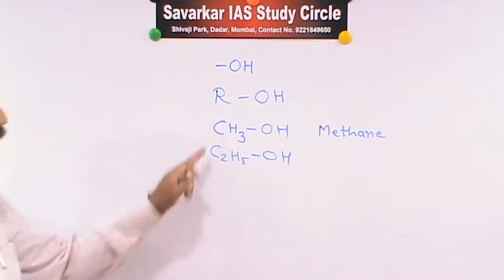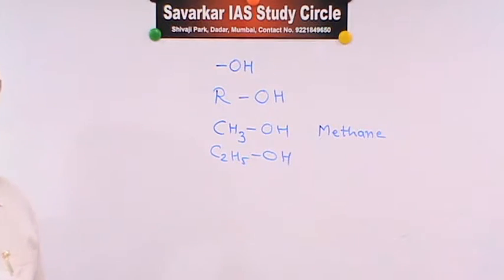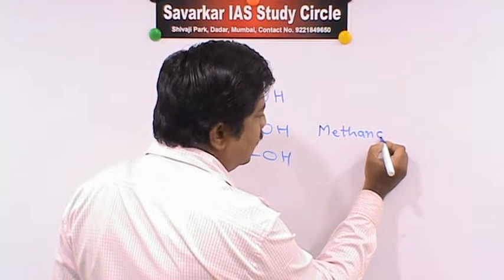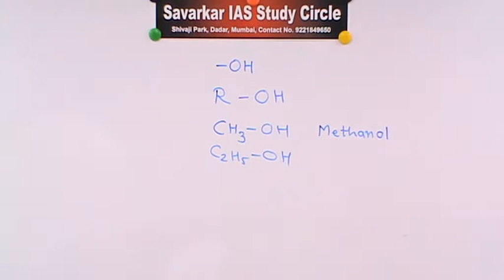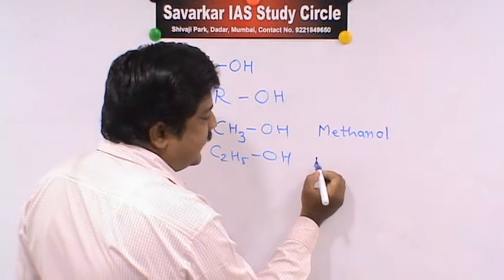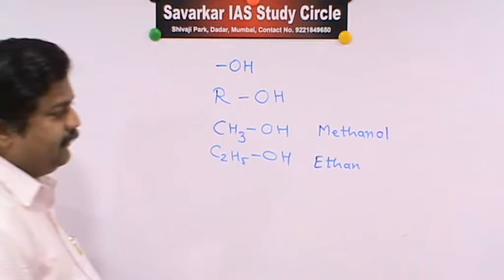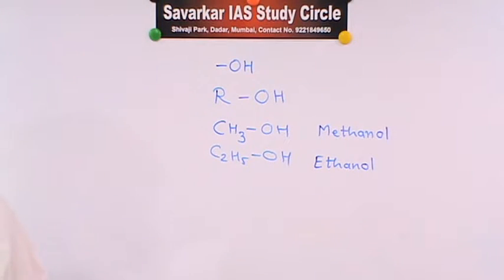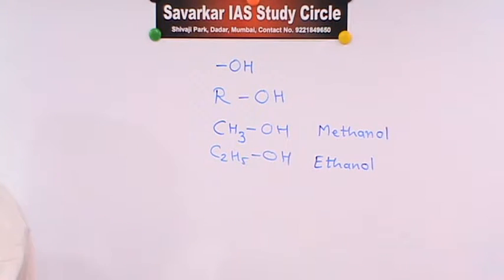The parent compound here was methane. No doubt the group is methyl, but the parent compound is methane. So I have to remove this E and add here OL. So this is called methanol. Similarly, this is ethane, so name ethane, but don't write the E at the end, and add OL. So this is the IUPAC nomenclature, that is, International Union of Pure and Applied Chemistry.